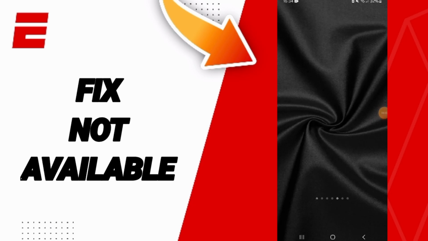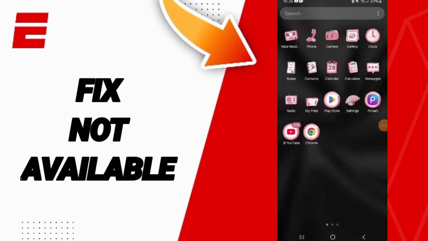Hello everyone, today we will talk about how to fix or how to solve the problem of not available on the application of ESPN.